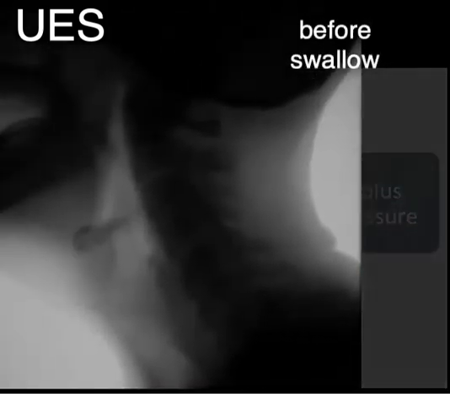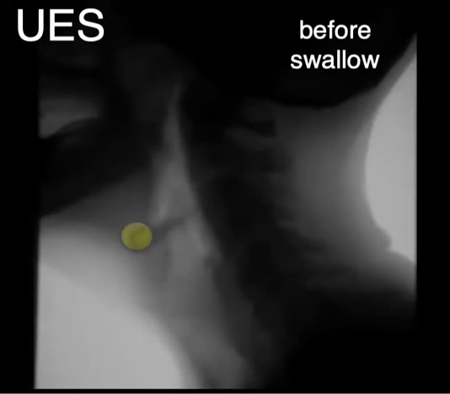In this still image, we see the hyoid bone and the pharyngeal space, the UES, which is located at the bottom of the pharynx, and the airway at rest. Pay attention to these landmarks and see if you can locate these landmarks on your own.